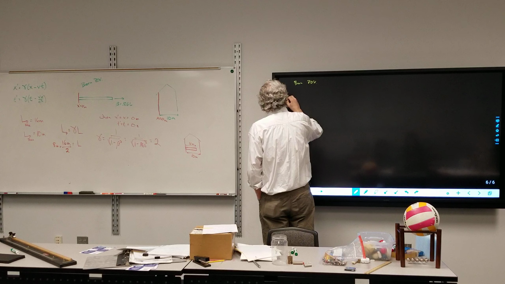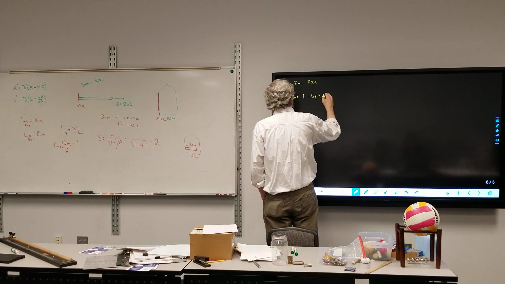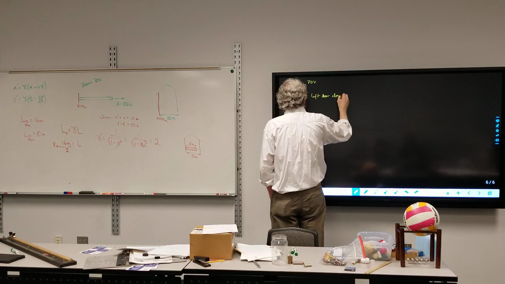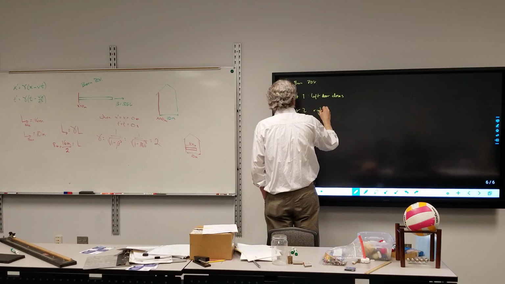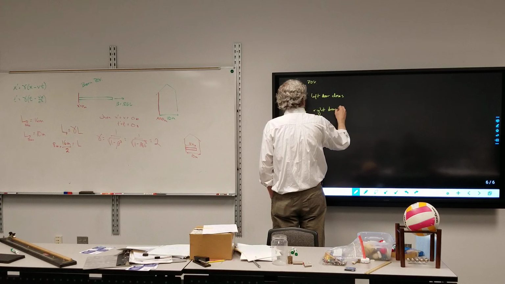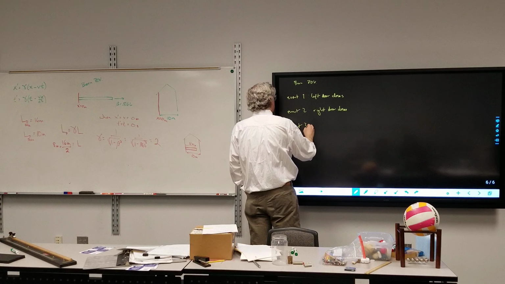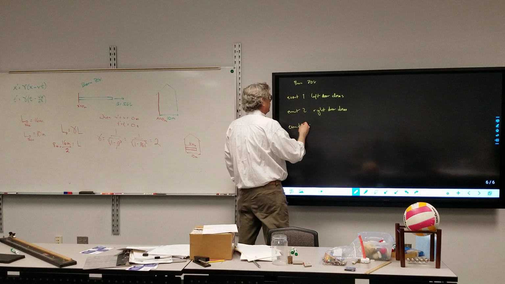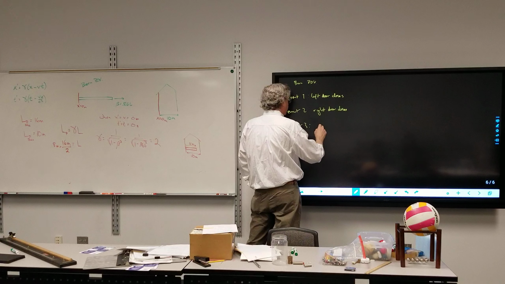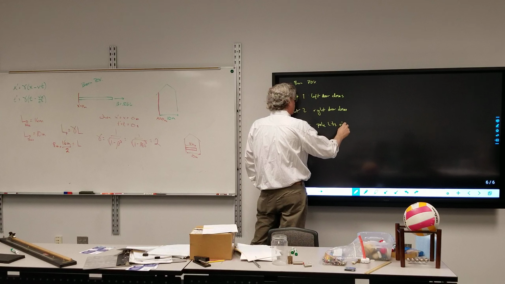We have event 1, the left door closes. Event 2, the right door closes. And event 3, actually, the 3 events are happening in either point of view. Event 3 is pole hits the right door.